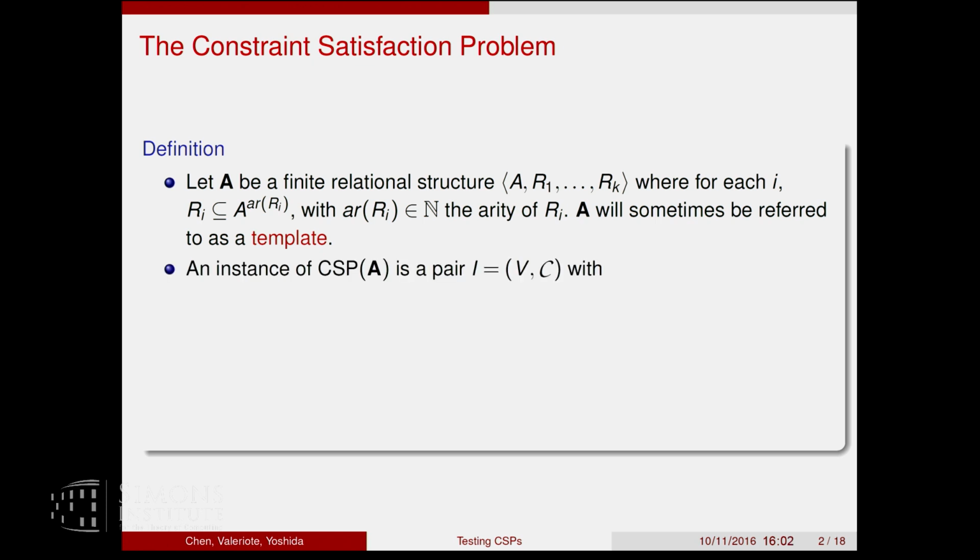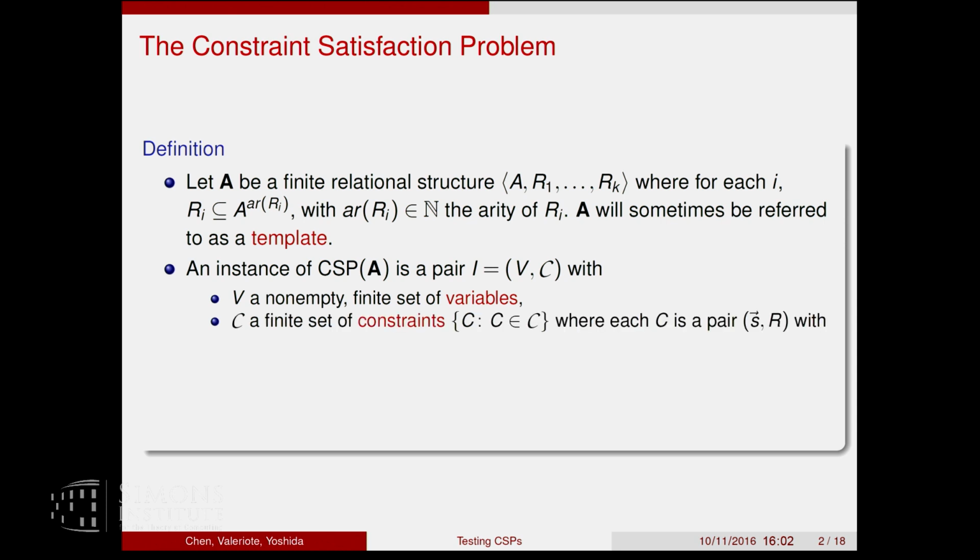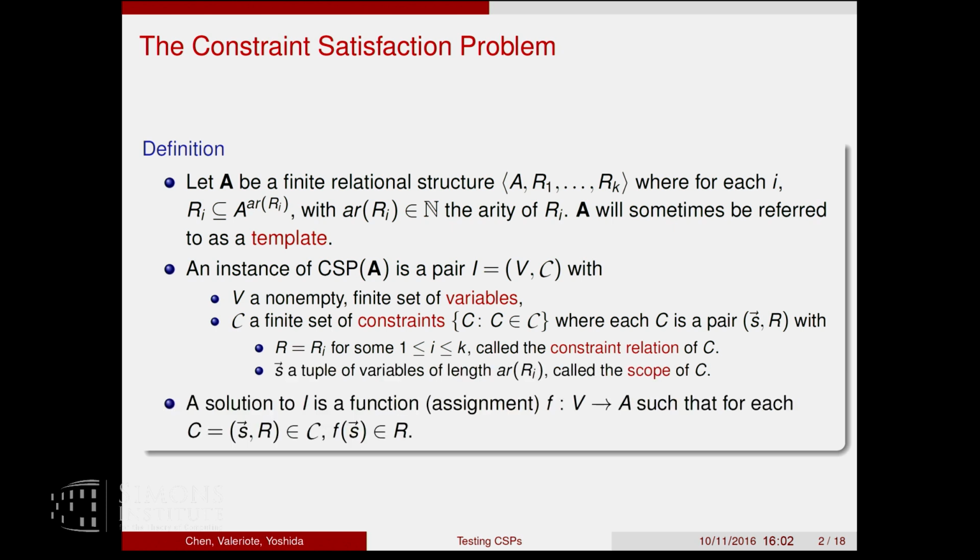And what's an instance of the constraint satisfaction problem over this template or structure? It's a pair consisting of a set of variables, along with a bunch of constraints. And a constraint consists of a sequence of variables along with an attached relation from our structure. So we want to know whether there's a solution to this particular instance.